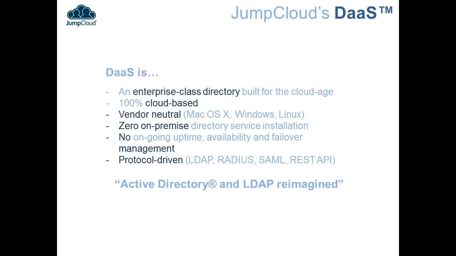So now let's talk about the nuts and bolts. We're now about to transition into some demo action that I think you guys will find interesting. But let's talk real quickly about the JumpCloud service, and then you'll see exactly what I'm going to demonstrate to you. So first and foremost, our DaaS, what we call our directory as a service, it's an enterprise class directory. So I want to make that very clear. We've done this in a way that is built for the cloud age. It's 100% cloud-based, as you've seen in those architectural diagrams we just went through.